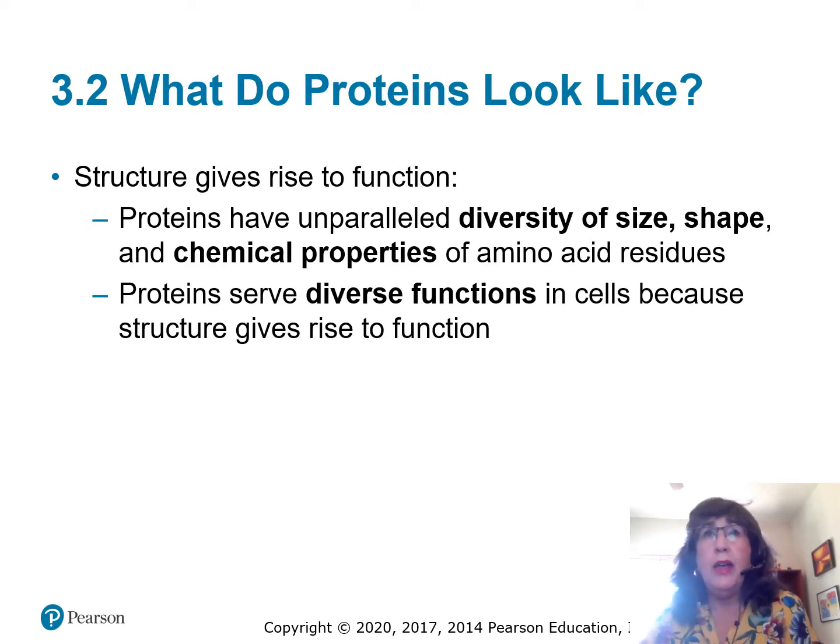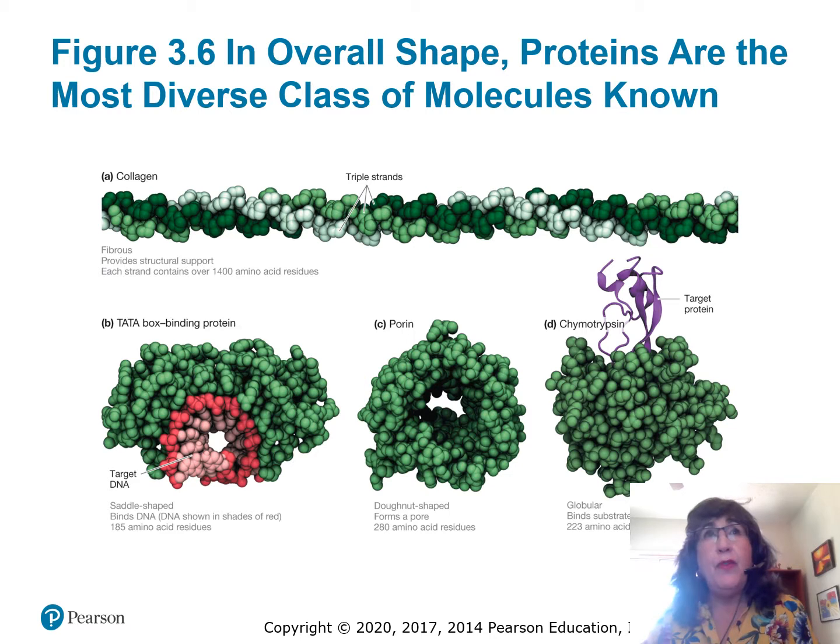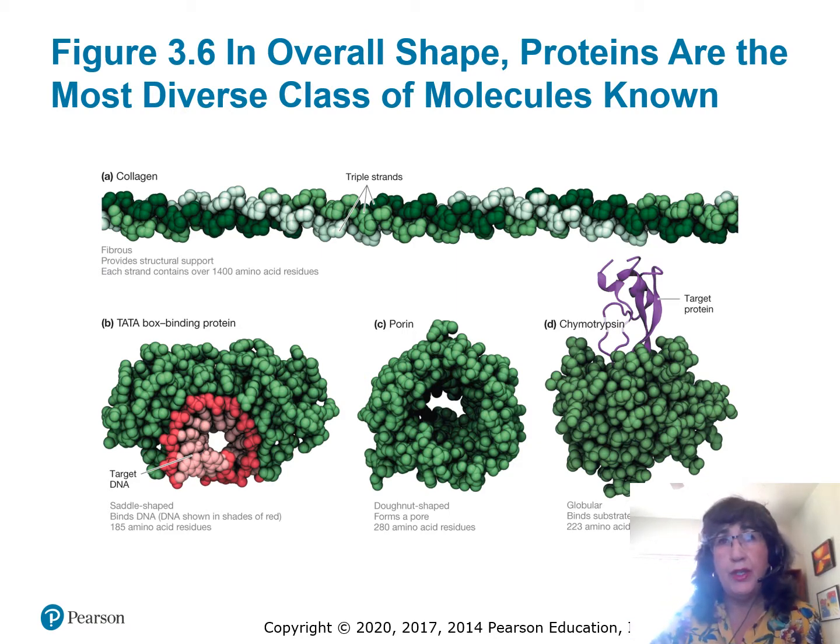What do proteins look like? Well, we already know that there's directionality and there's flexibility, and because of that, there's a diversity of shape and of course chemical properties. So structures give rise to different functions of proteins. In figure 3.6, you can see the different types and shapes of proteins. Notice up at the top is collagen. And isn't it true, for those of you who buy creams, you can buy creams that have collagen in them. Collagen actually looks like strands of hair. Then down below, you see a TATA box, which we'll talk about later, porins, and chymotrypsin. All of these look different, so there's great diversity among protein shapes and of course their function.